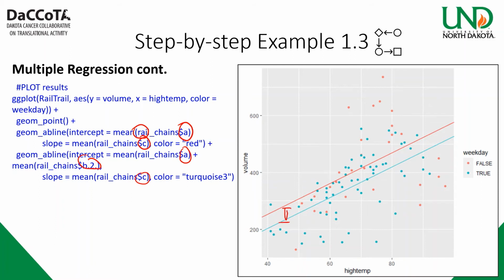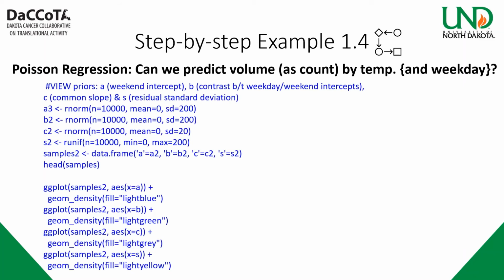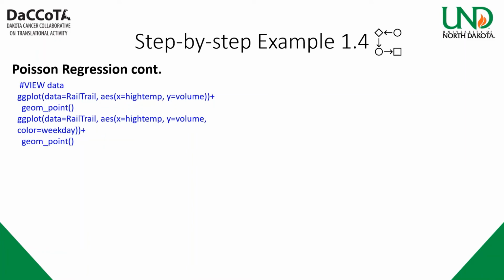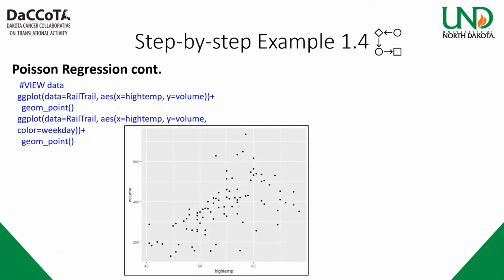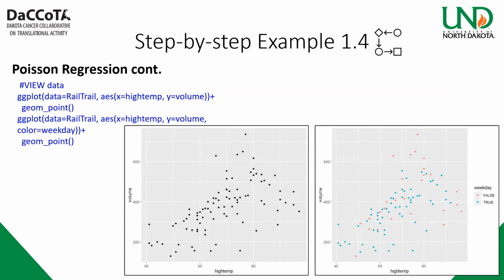Okay, well, now let's take a look at Poisson regression, because same data, can we predict volume, but now this time as a count variable by temperature, and then later weekday. So again, we're going to have A as our weekend intercept, B as our contrast, C as our common slope, and S as residual. This really isn't going to change at all, so we'll just blow through this, same sort of thing. But then viewing our data, again, we'll start with the simpler model. We just have volume and high temperature as Poisson. But then later, of course, we're going to be looking back at volume, temperature, and weekday.